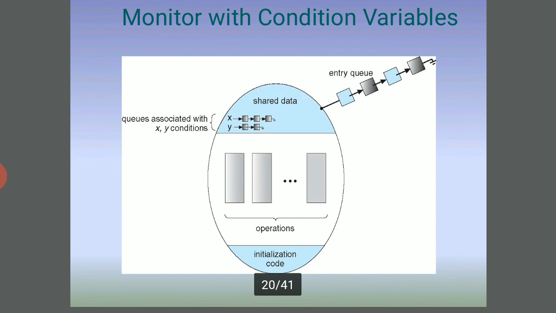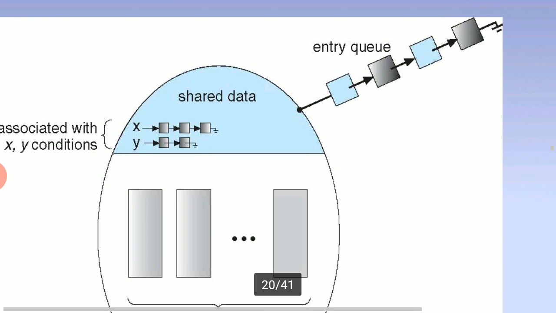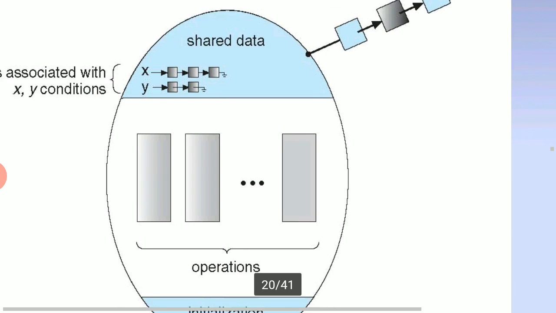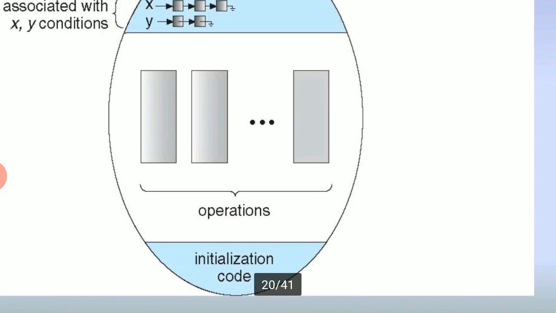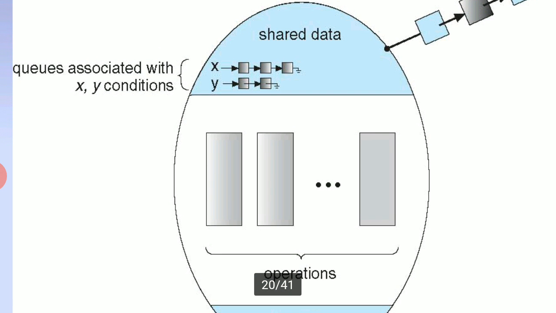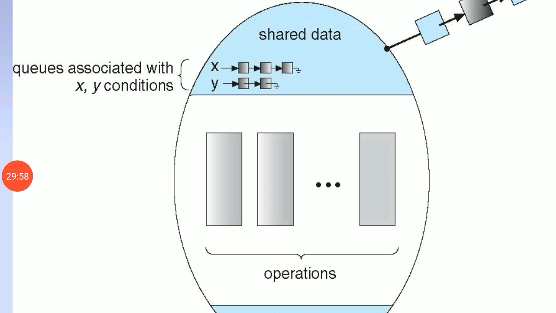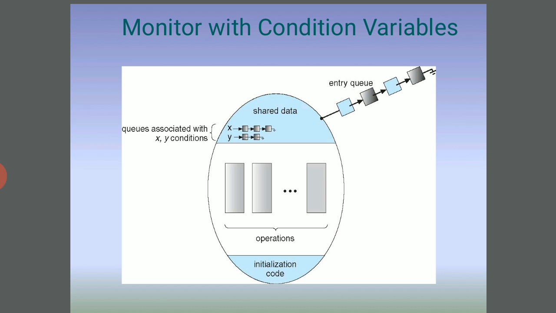And the next is the monitor with condition variables. In this diagram see the shared data in the same queue, with one by one program execution. This is the operations and initialization code, and the queues associated with the x and y conditions. So shared data by different users, that is the monitor with condition variables.